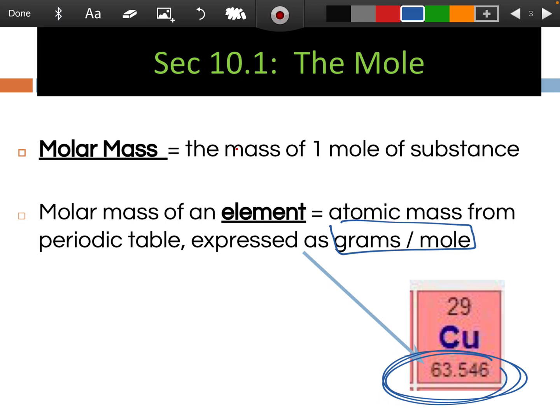So if we were in the lab and you wanted to measure out 1 mole of copper, you would put it on the scale and pour out as much copper as you would need to get to 63.546 grams of copper. And that sample would contain 1 mole of copper.